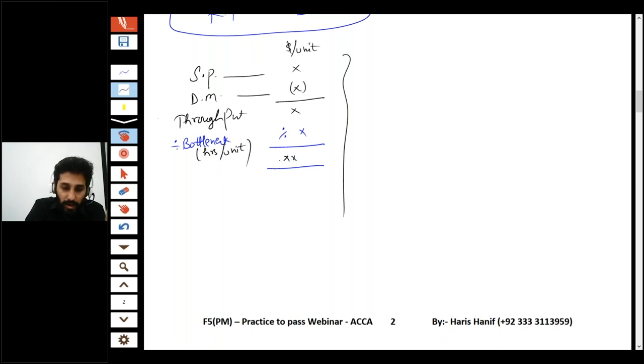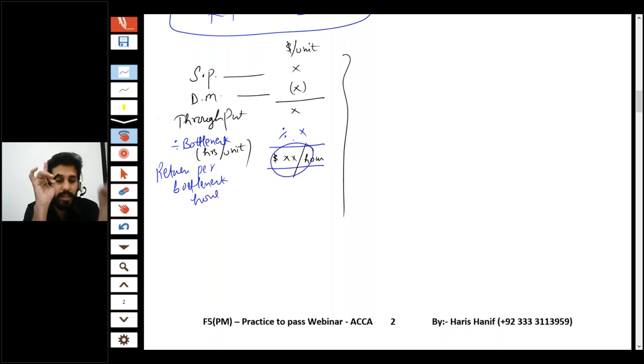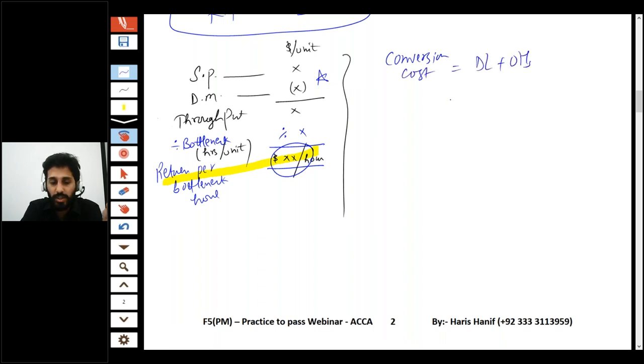Now this figure would be called per hour. This figure is known as return per bottleneck hour, right? I'm underlining it. Next, material cost is counted. Now we are left with conversion cost, that is direct labor plus production overheads. That would be the total factory cost.